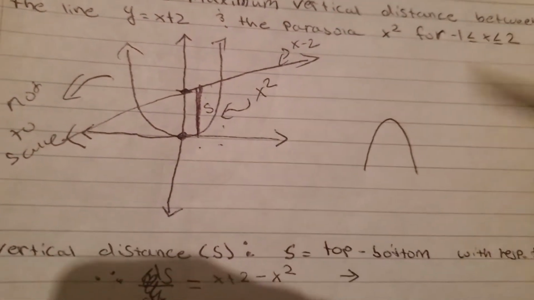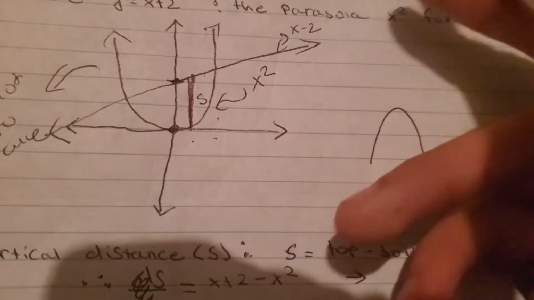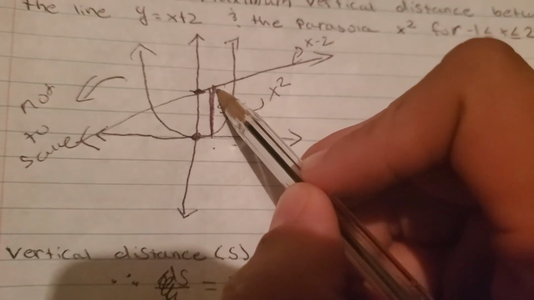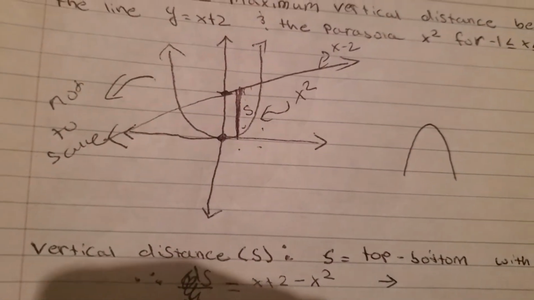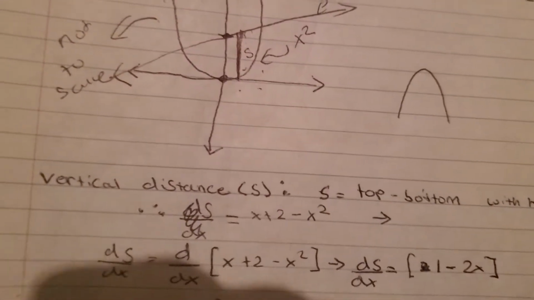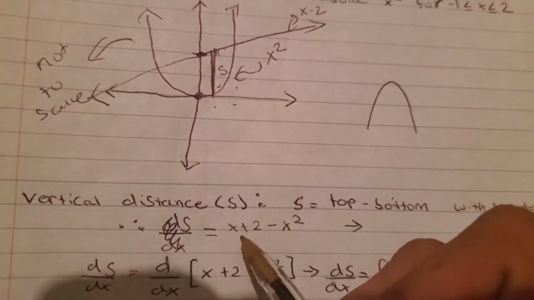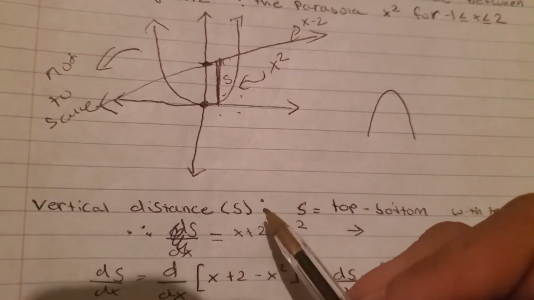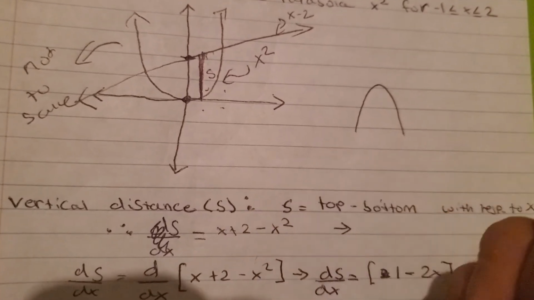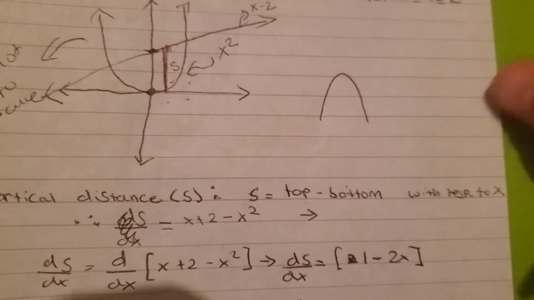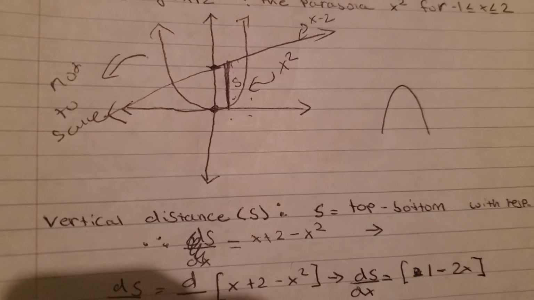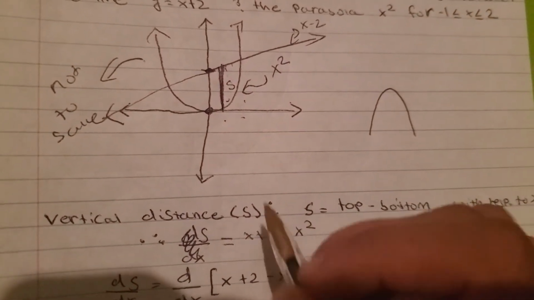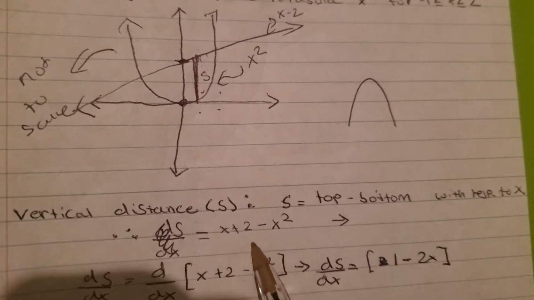And what we learn later on when we do applications of integrals, it's really common for area as well. But we're trying to find the maximum distance between the top function and the bottom function, and the easiest way to do that is to define a new variable. So we say the vertical distance s is defined as the top function minus the bottom function, and we are doing this with respect to x. Therefore, our function s is equal to the top function x + 2 plugged in, minus x squared.